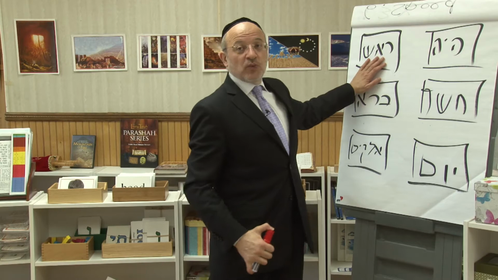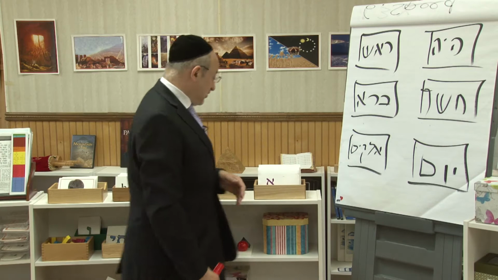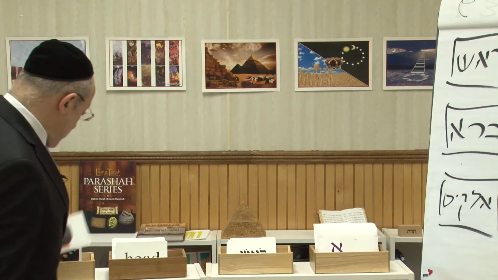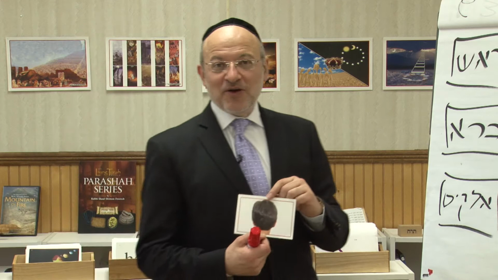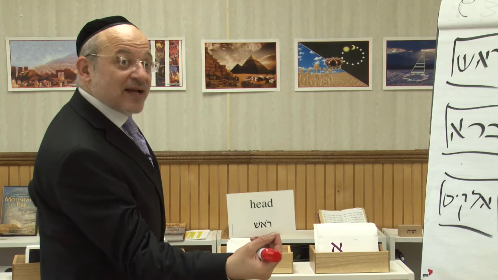We might give examples of that and ask the children, who can tell me what this is? Oh, it's a head, that's right. I might not ask the kids what it is because they might say, oh, hair or ear or neck. I don't want them to focus on anything other than what I'm telling this refers to. This refers to head. You want to check on the back, it says Rosh, head.